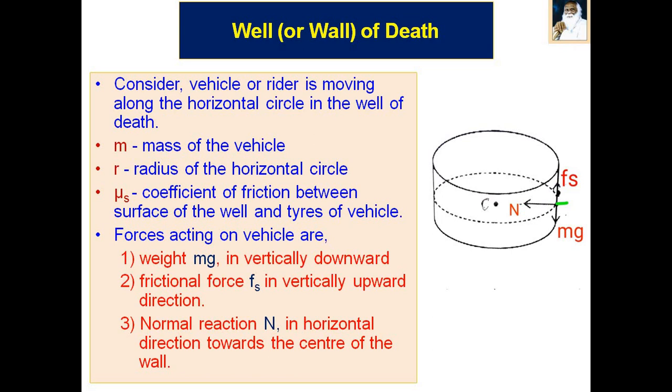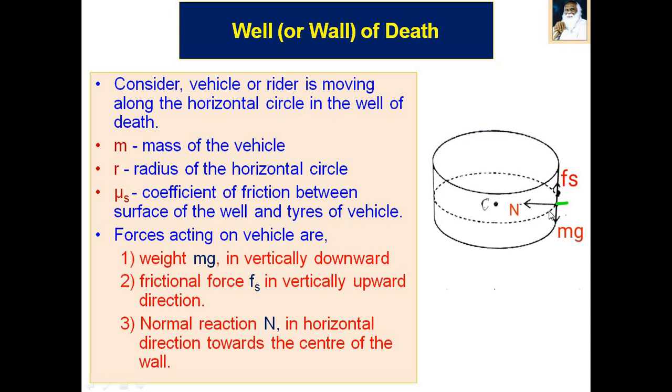In this situation, there are three forces acting on the vehicle. First one is the weight, which is acting vertically in the downward direction. Here is the weight mg, acting vertically downward. Opposite to the weight, there is the force of friction, which is directed in the upward direction, and it is denoted by Fs. This force of friction balances the weight mg.